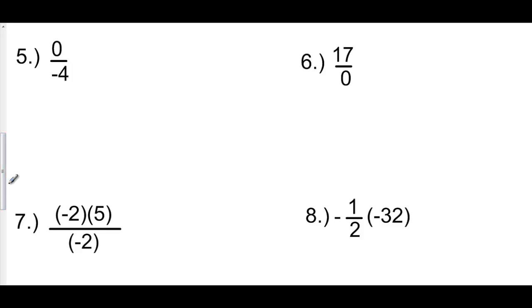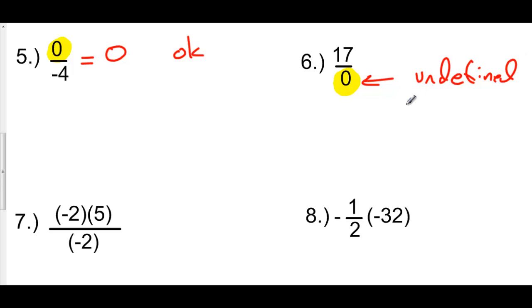Now in these two examples, notice we have zeros. We have a 0 in either the top position or the bottom position. If it's in the top, then the whole thing is equal to 0. If it's in the bottom, then it's called undefined. You cannot have that. Basically it's impossible. You can't take anything and put it into 0 pieces. This can't be done. So that's a key concept to remember as well.